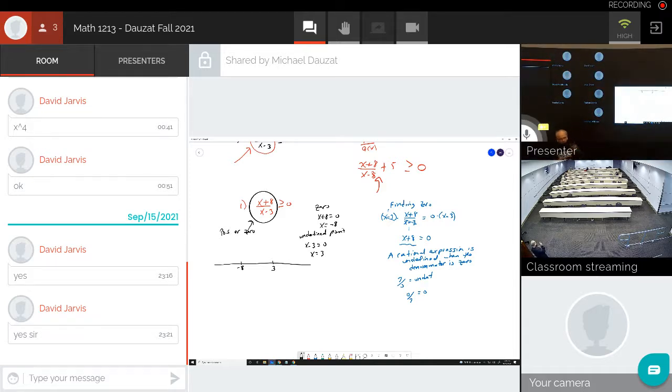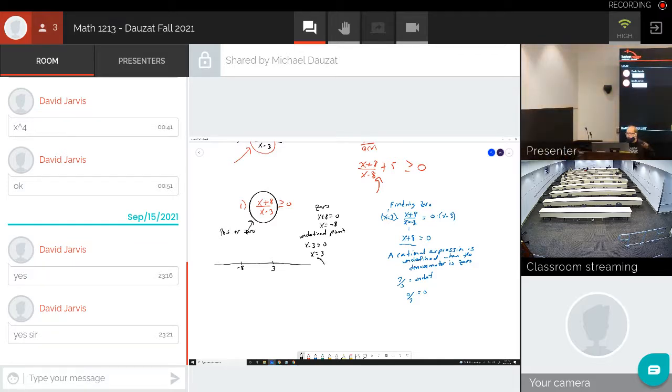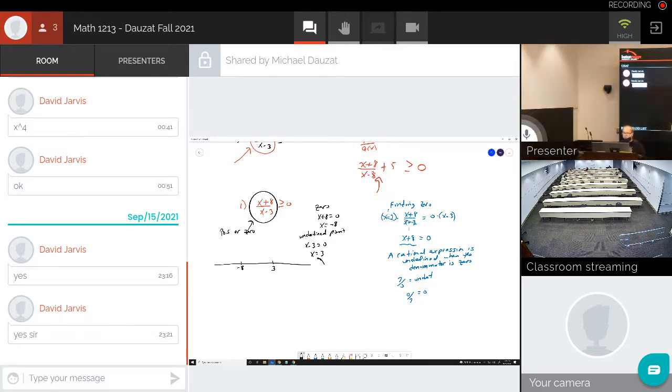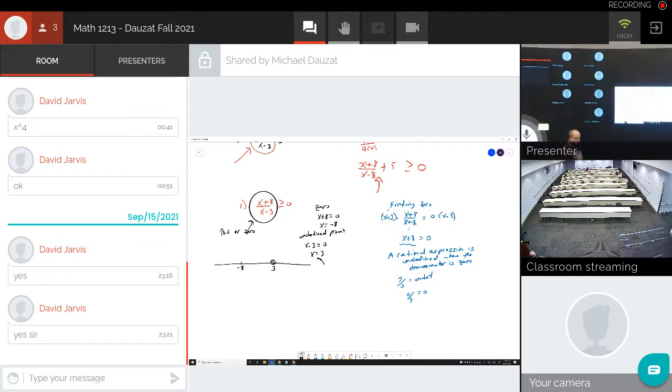So here's the thing I'm pointing out. The positive 3, this right here, that's the value of x that makes a rational expression undefined, right? It can never be a solution. Anything that makes the denominator 0 is never a solution. Okay? So since this is the undefined point, this 3, then that automatically is going to be an open circle. Because it's never going to be a solution. Anything that makes the denominator 0 is never going to be a solution.